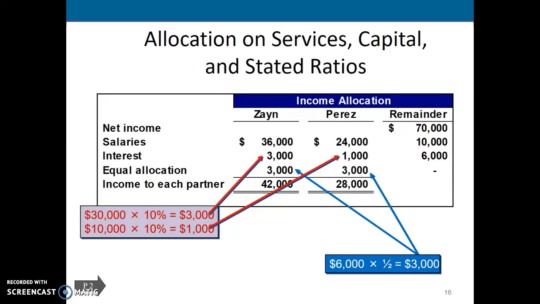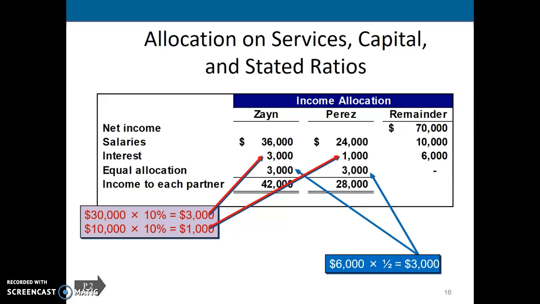Remember, we had 3 conditions. So we satisfied the salaries and the interest percentage, and for the third condition, anything that was left would be allocated equally between the 2 partners. So we have $6,000 left to allocate. We take 6,000 divided by 2. They're each going to get $3,000 allocated to them.